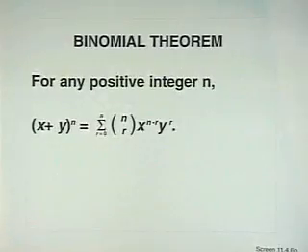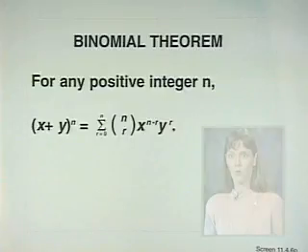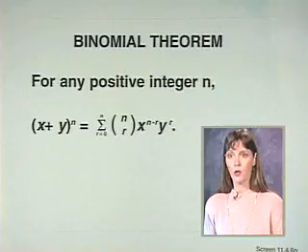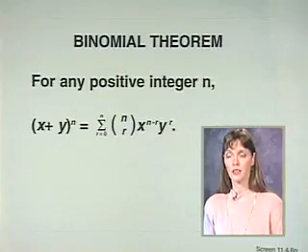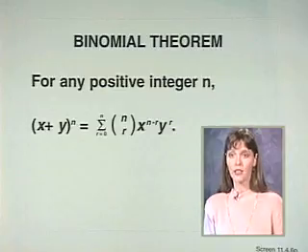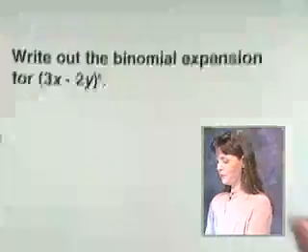The binomial theorem can be given in a summation format as follows. For any positive integer n, x plus y to the nth power equals the sum of terms of the following format, where r goes from 0 to n. The format is n choose r, x to the n minus r power times y to the r power. Let's try to use this formula in the following example.